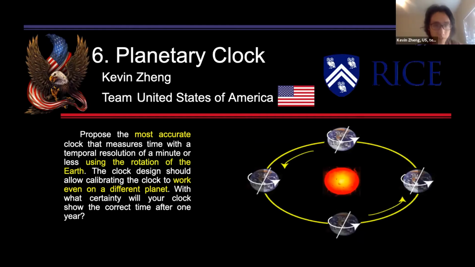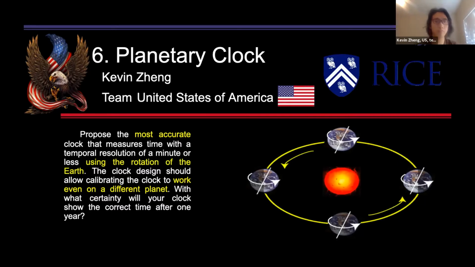Today I'm going to present problem 6, planetary clock. First, let's look at the problem statement. Propose the most accurate clock that measures time with a temporal resolution of a minute or less using the rotation of the Earth. And the clock should work on another planet.